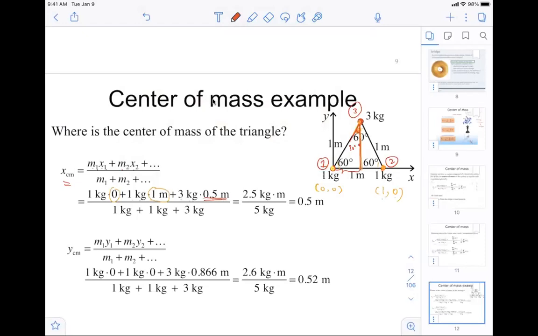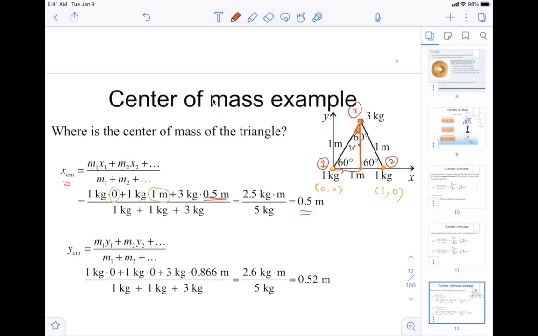So averaging it together and dividing by the total mass, you find the center of the mass for the x position is 0.5 meters. Okay, does that make sense? Where would you try to find the middle of this triangle? If you were given such a triangle, where would you balance it? Well, I've got a 1 kilo here, a 1 kilo here, and a 3 exactly in the middle. So in terms of the x position horizontally, I want to come to the middle. I want to find the 0.5 meter location.